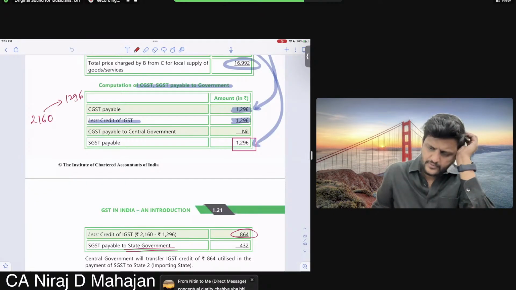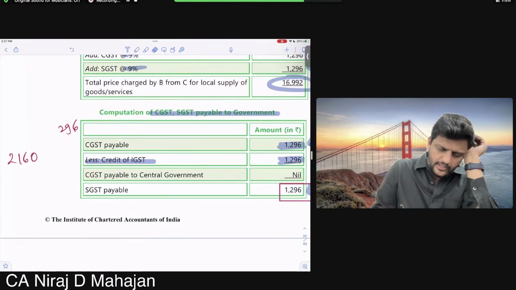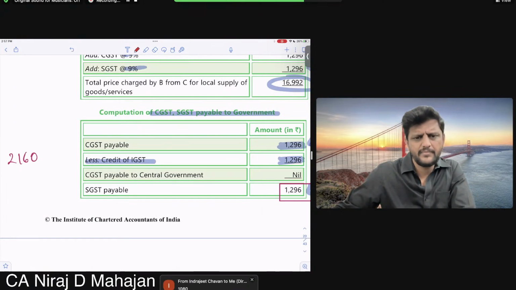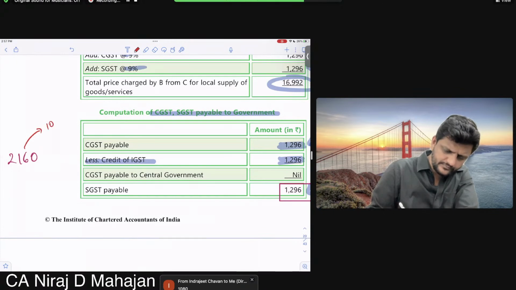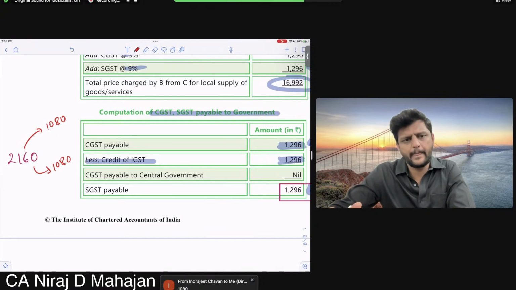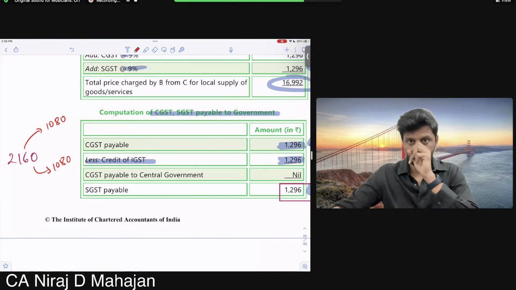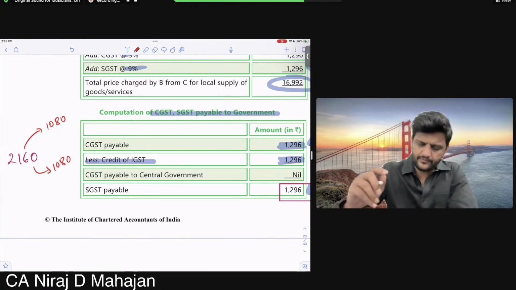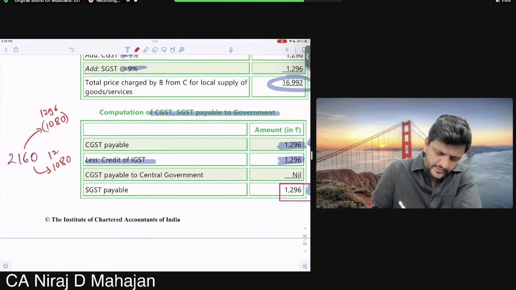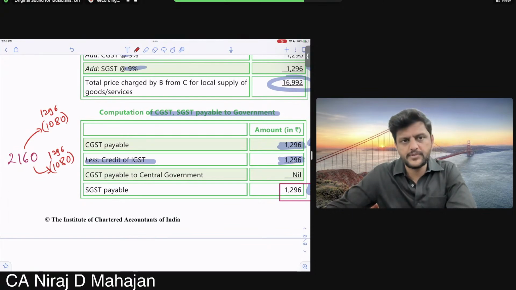Half means what? How much IGST do I have in total? 2160. Half of 2160 is how much? 1080. This is also fine. Understood, all of you? 2160, half is correct. How much was the output? 1296, correct? So 1296 minus 1080. Here also 1296 minus 1080. Both will be payable. Clear all of you?